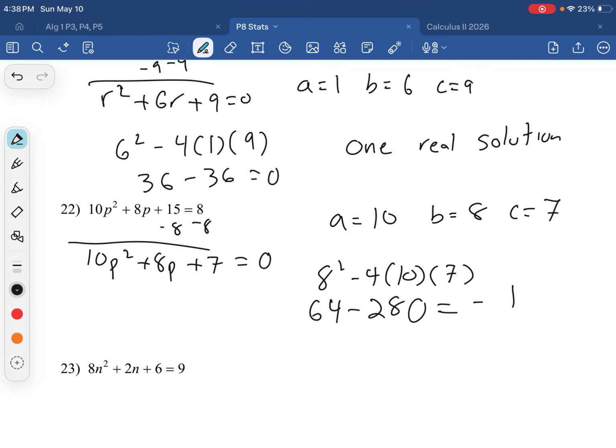negative 216. So if I have a negative number for my discriminant here, I'm going to have two imaginary solutions. You could also think of this as no real solution.